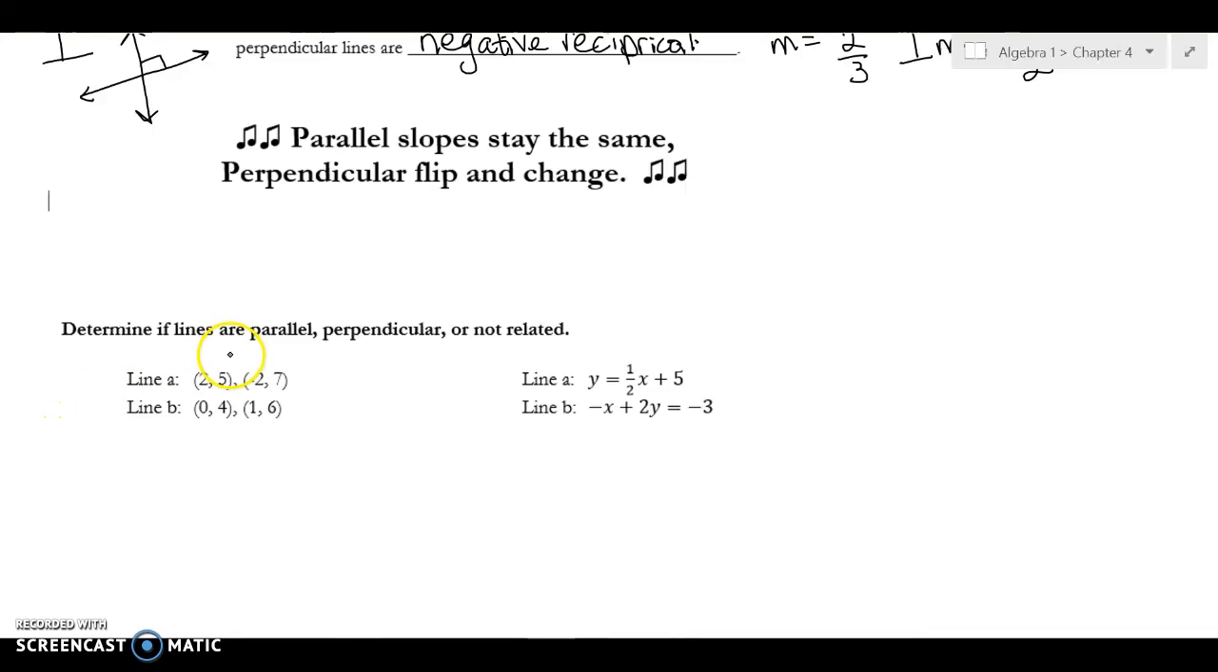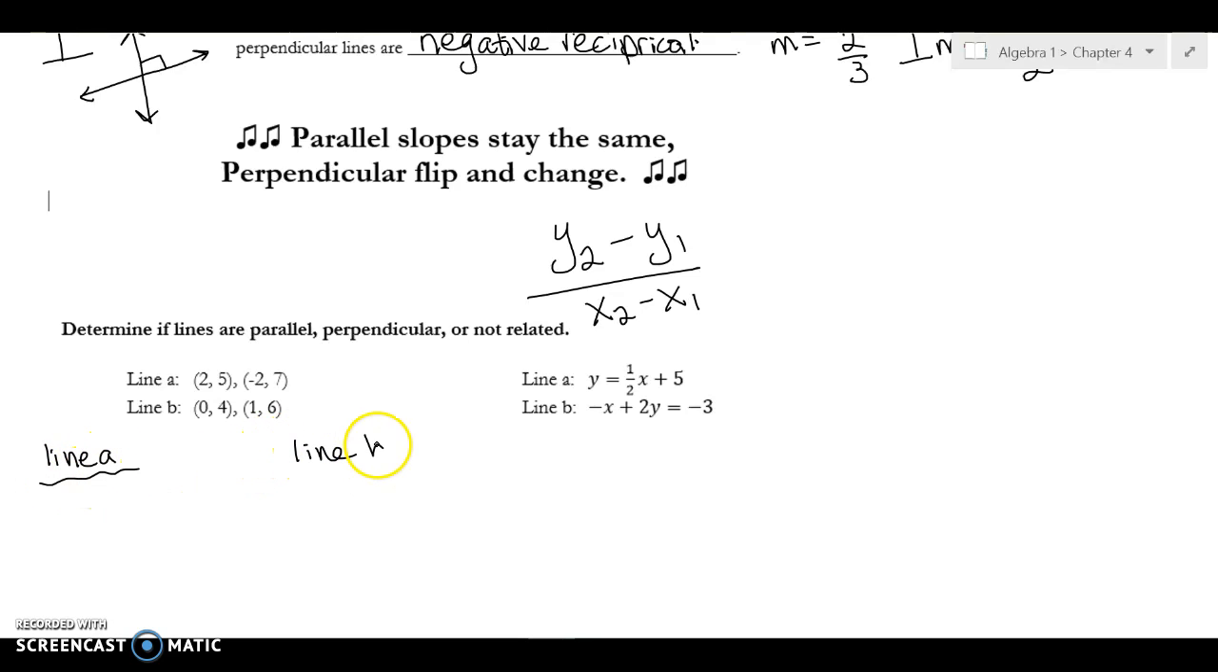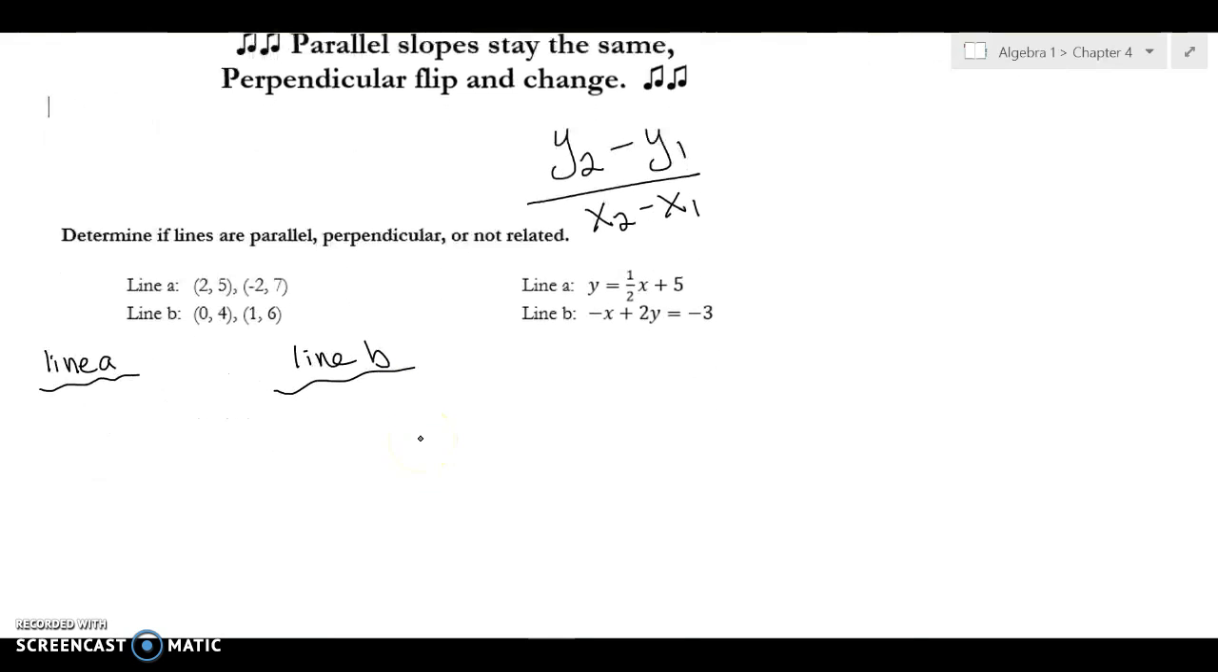So I need to determine if my lines are parallel, perpendicular, or not related. The first thing I need to do is my slope formula. We've spent a lot of time with the slope formula, so let's leave that there. We have two lines, line A and line B. A is (2, 5) and (-2, 7). Remember it's x1, y1, x2, y2. And it's the same thing on the other one: x1, y1, x2, y2.